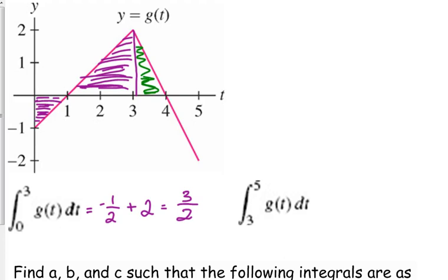From 3 to 5, okay, we've got positive area from 3 to 4. 1/2 times the base times the height. The base is 1, the height is 2, so 1/2 times 2 is 1. From 4 to 5, that's negative, because it's below the x-axis. Same scenario there. The base is 1, the height is 2, times 1/2, so that's negative 1. So from 3 to 5, we've accumulated nothing, because we had positive and then the same amount negative, so there's no area there.